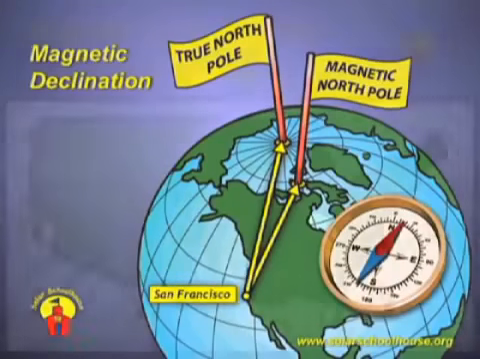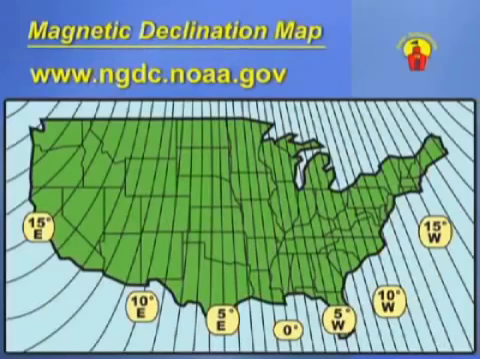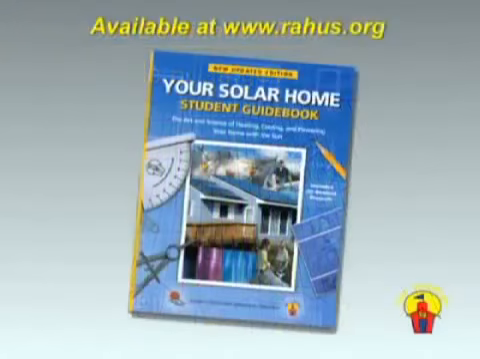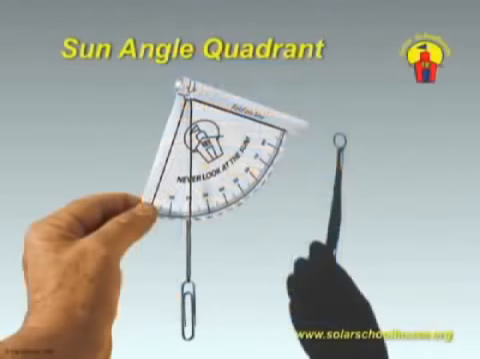The United States government has magnetic declination maps available online on the National Oceanic and Atmospheric Administration web address shown here. These maps are updated regularly because the position of the magnetic North Pole is slowly moving. The Rahus Institute publishes the Your Solar Home Guidebook. It has complete directions for using these maps to find true north with a compass and is available at www.rahus.org. The guidebook also includes templates and instructions for simple projects for measuring the sun's altitude and azimuth.